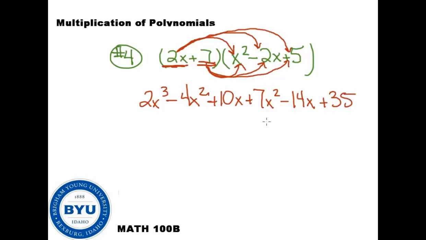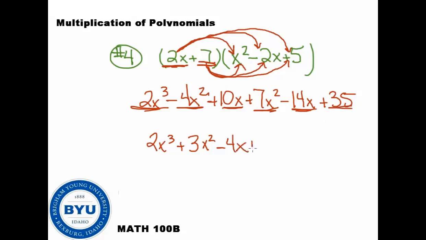My last step then is to combine the like terms. I've got cubes. Any other cubes? No. Okay, so I write 2x cubed. Now I'm going to do squareds. Squared and a squared. Negative 4 plus 7 comes out to be a positive 3x squared. Now my x's, I've got a 10x and a minus 14x. You add those together, you get negative 4x, and then your value is plus 35.